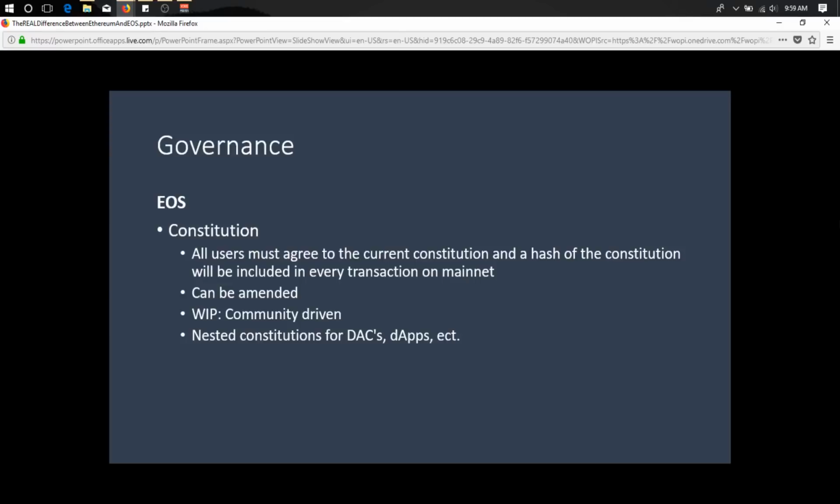Finally, there's the EOS Constitution. All users of the mainnet have to sign the most recent constitution and then hash that and include the hash on every one of their transactions. This proves that everyone agrees to all the same rules. The constitution can be changed and amended through a voting process. Right now, this is a work in progress being driven by the EOS community. You can create your own specific constitution for your DApp, and it will be nested inside the main EOS constitution.